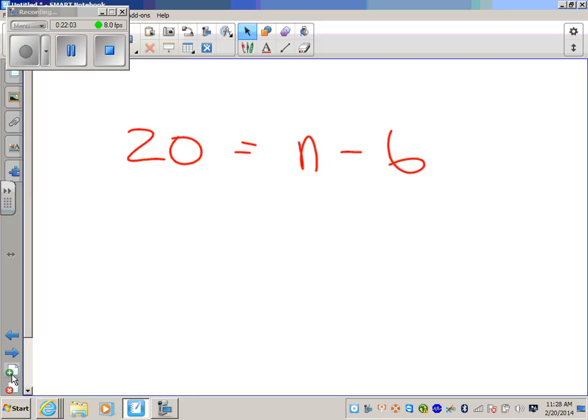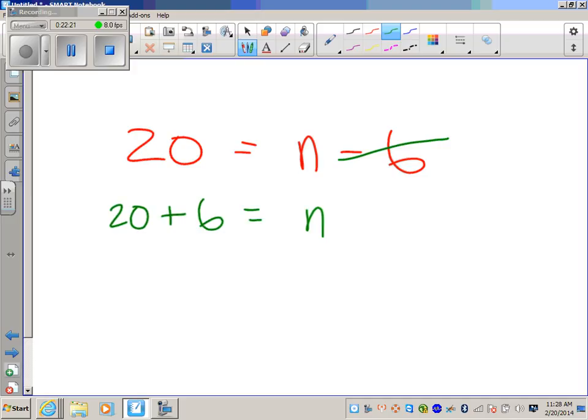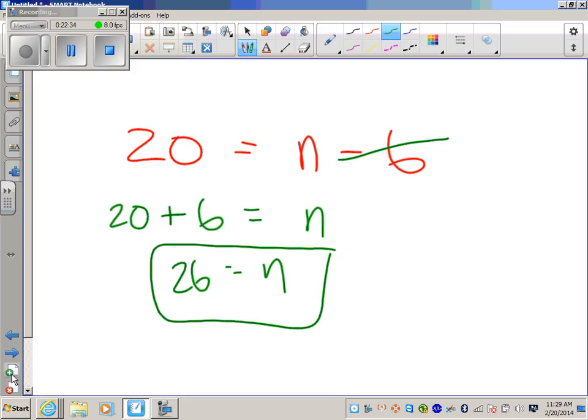N. What's happening on the same side as n? We're subtracting 6. The opposite of subtracting 6? Adding 6. So when I add 6 to a negative 6, I get 0. N plus 0 is just like saying n. So I'm going to add 6 to my already 20. 26 is equal to n if I plug it in. 26 minus 6, is it the same as 20? My solution.